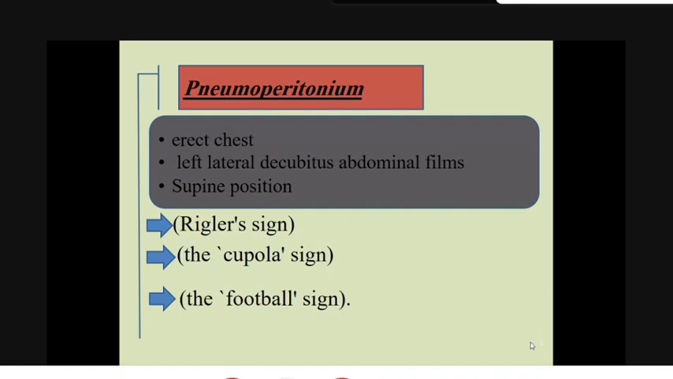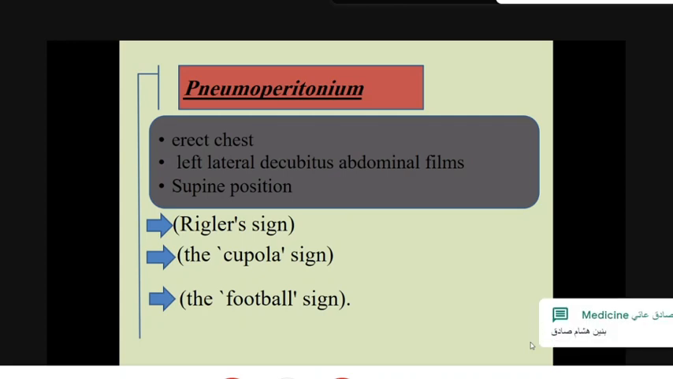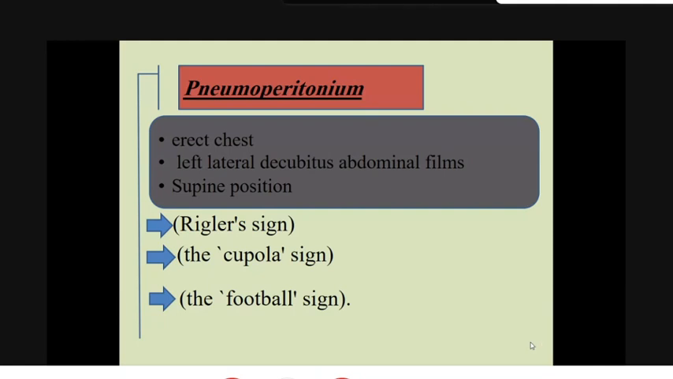However, the drawback of this technique is that the radiographic technique and positioning are important. The positioning and timing are very important. The patient should be in position for 10 minutes before the film is taken.